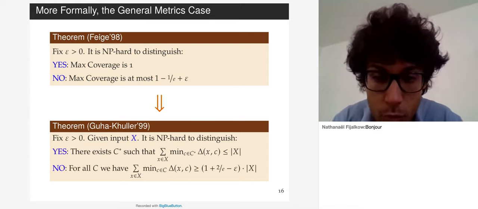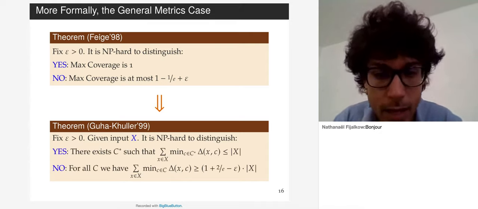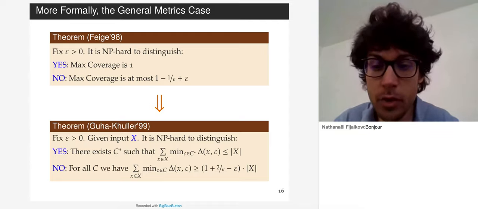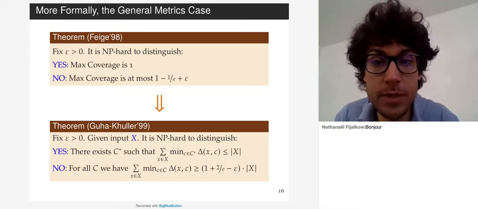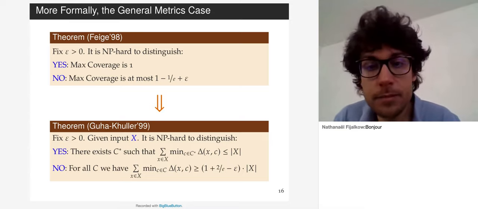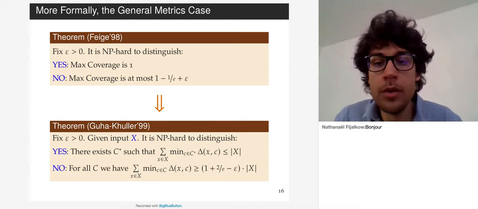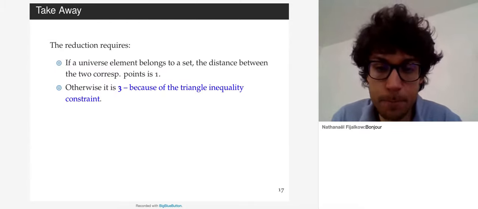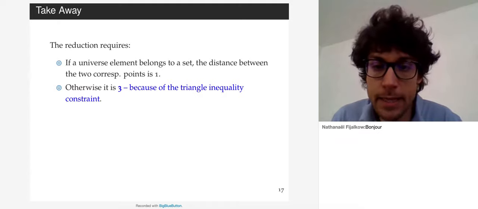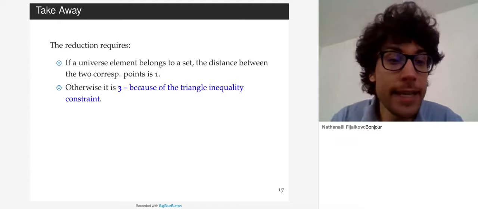That's the reduction from Guan Cooler. That's exactly what I said. It's hard to distinguish between a yes instance where the cost is like X and a no instance where the cost is like 1 plus 2 over E minus epsilon times X. That's the status, so nothing fancy. This is old stuff. But interesting. And the reduction, so what are the ingredients from this reduction?